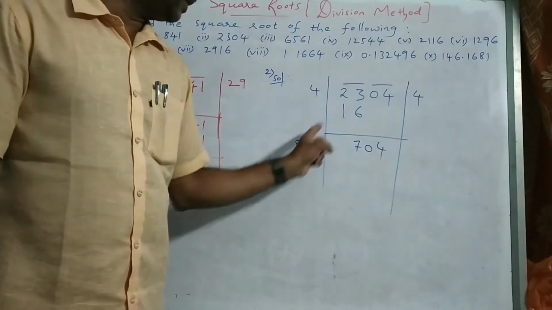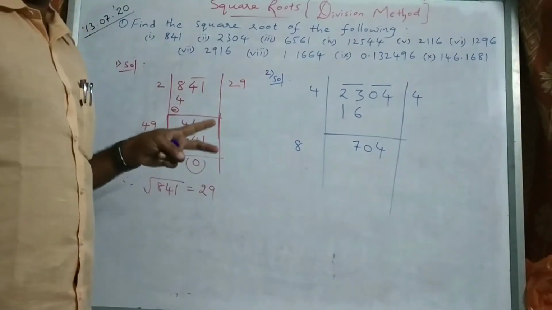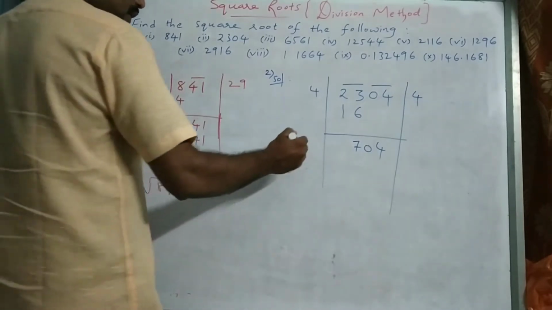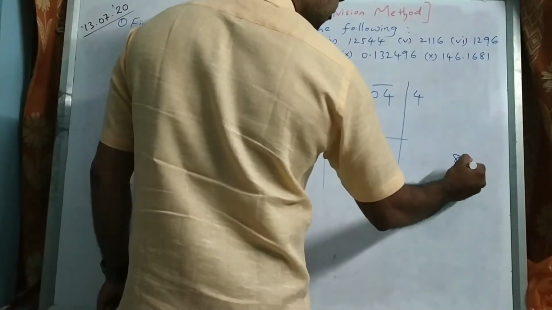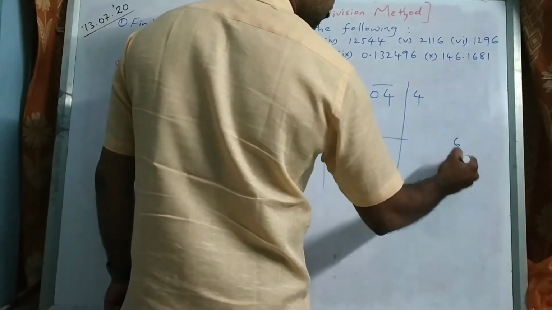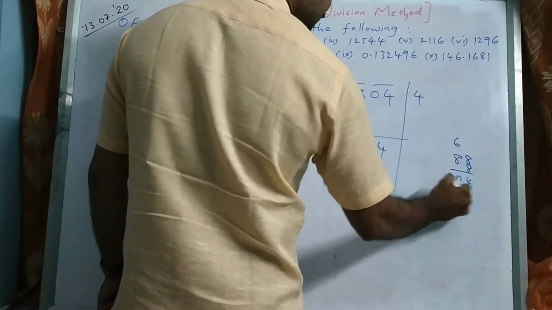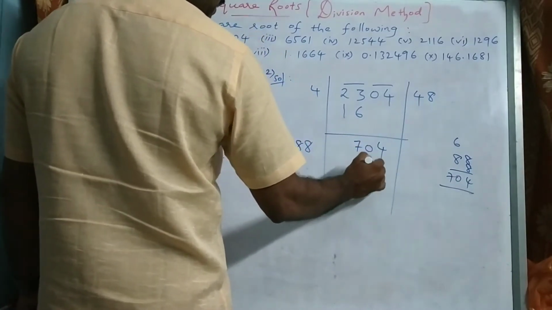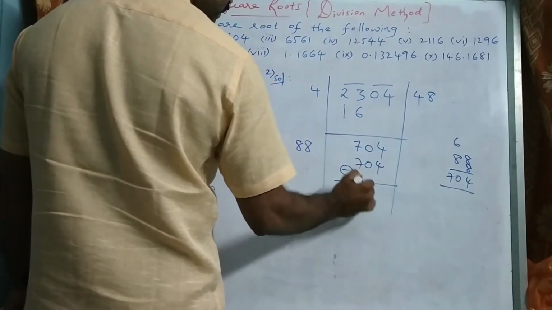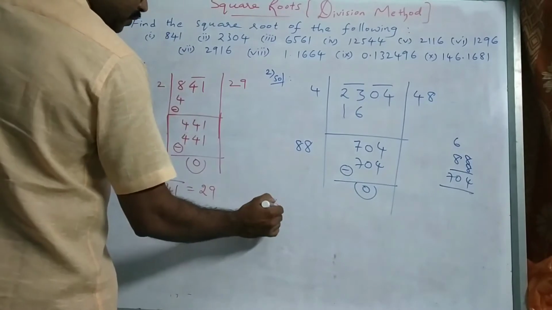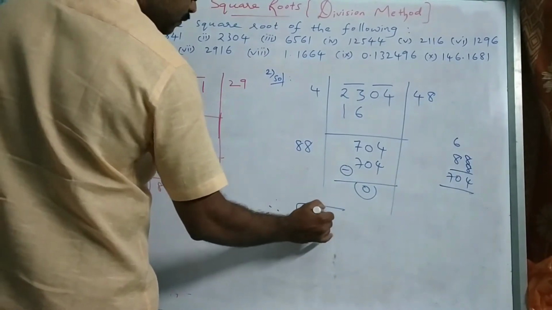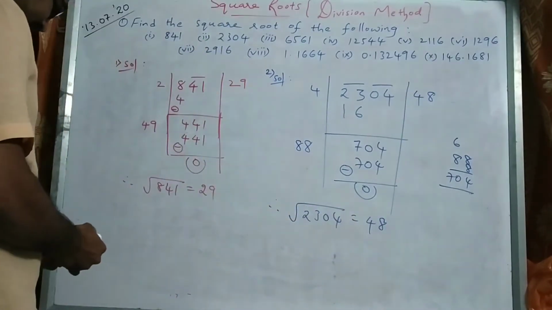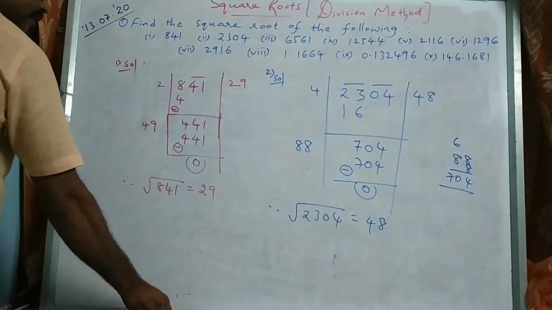82 2s. In two cases we get 4 as the units digit. 2 2s are 4, 8 8s are 64. Suppose if I put 8 there, 88 8s are 704, correct. So the remainder is 0. Therefore the square root of 2304 is how much? 48. That is the end of the solution.